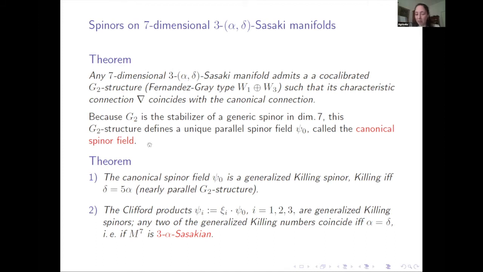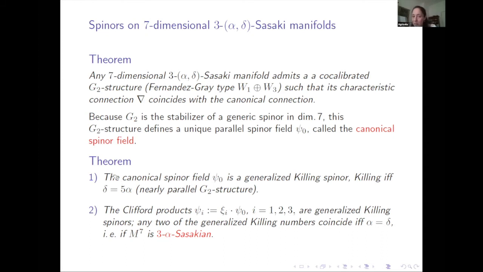And then you get the qualitative result that we had on the particular examples before. Namely, the canonical spinor field is a generalized Killing spinor. And it's going to be Killing if and only if delta is equal to 5 alpha, which just means that you have a nearly parallel G2 structure. The Clifford products of this spinor field with the fundamental vector fields are generalized Killing spinors. And any two of the generalized Killing numbers are going to coincide if the manifold is phi alpha Fifazaki. So we recover the known examples and a huge multitude of explicit generalized Killing spinors in general.